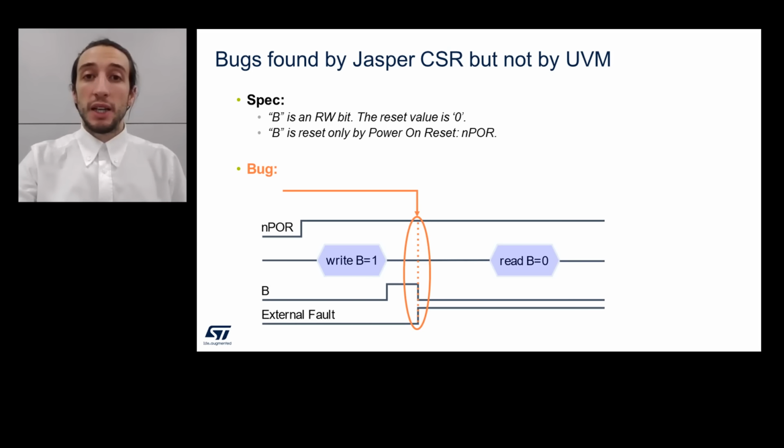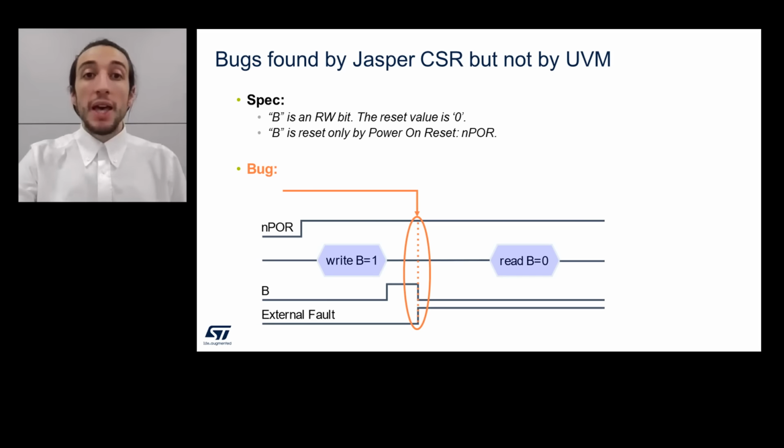The second bug is related to a bit B that was a read-write bit that should only be reset by the power-on reset, POR. What Jasper was able to find was that an external fault was able to reset the field. So even if the POR was stable, we were able to read B equal to 0 after writing it to 1.